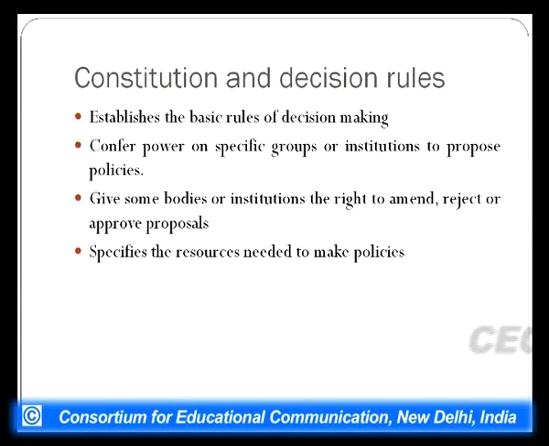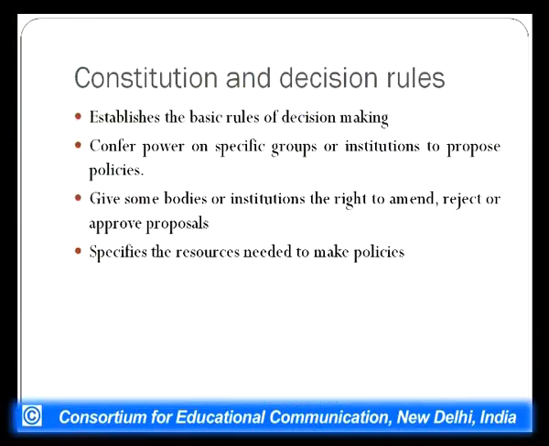Now, some bodies or institutions even have the right to amend, reject, or approve proposals. All this has been granted by the Constitution. For example, any financial provision or any distribution of finances between center, state, or to different institutions is decided by the Planning Commission in India. Now, if the Planning Commission and also the finance commissions propose something, the government can reject or adopt those proposals. And likewise, if the government is going to give them certain directions, they can amend or reject because they have constitutional authority. And the last contribution of the constitution in decision making is that it specifies the resources needed to make policies, that is, who gets what is specified by the constitution.